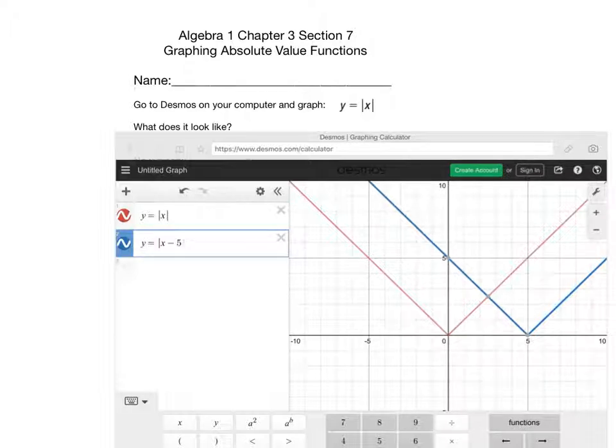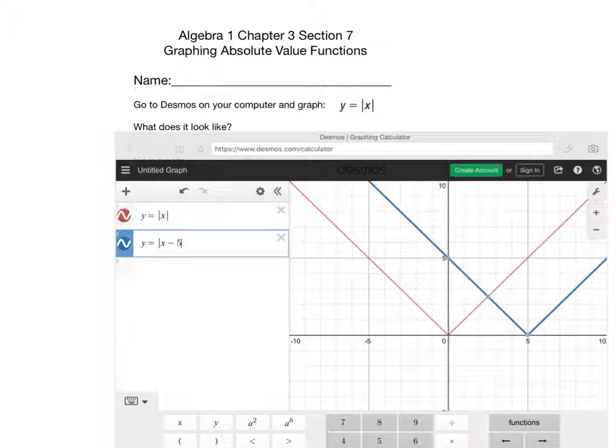Does everyone see what happened to the graph? Look at that. It just started at 5. It moved to the right. Isn't that interesting, because it says x minus 5 inside the absolute value sign? So it moves in the opposite direction from what we see inside the absolute value sign. You see where it says minus 5? You might think that's going to make it move to the left 5.